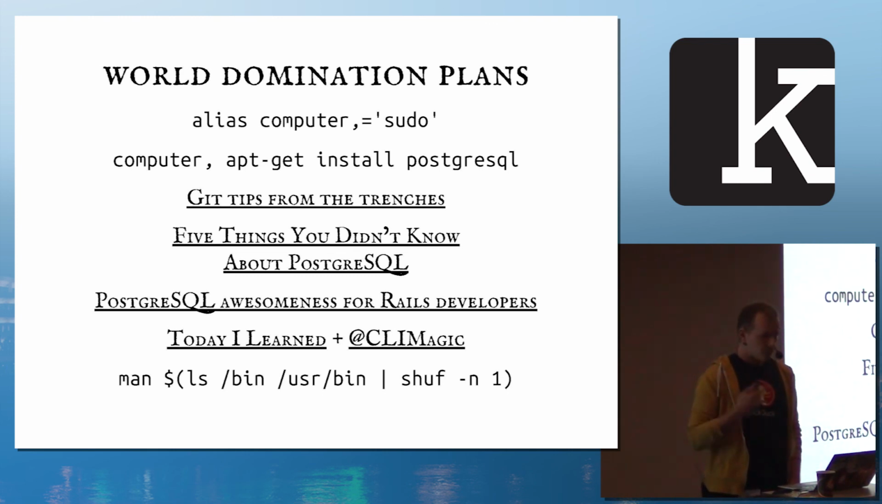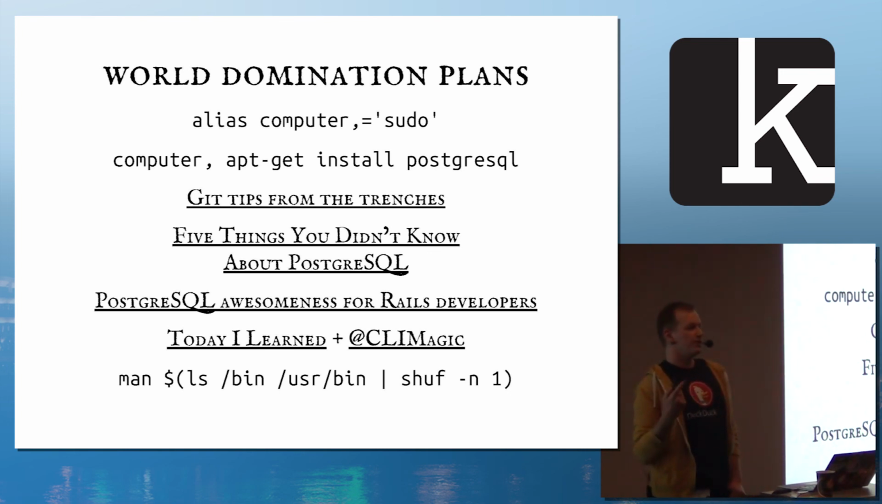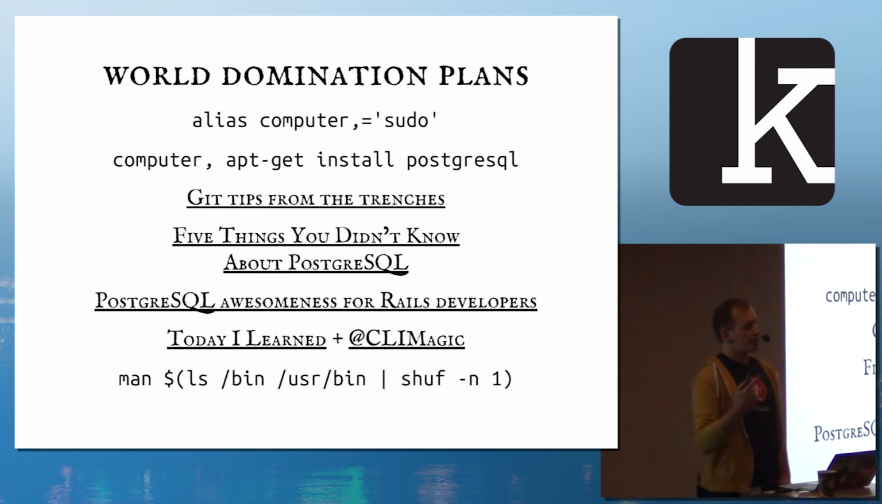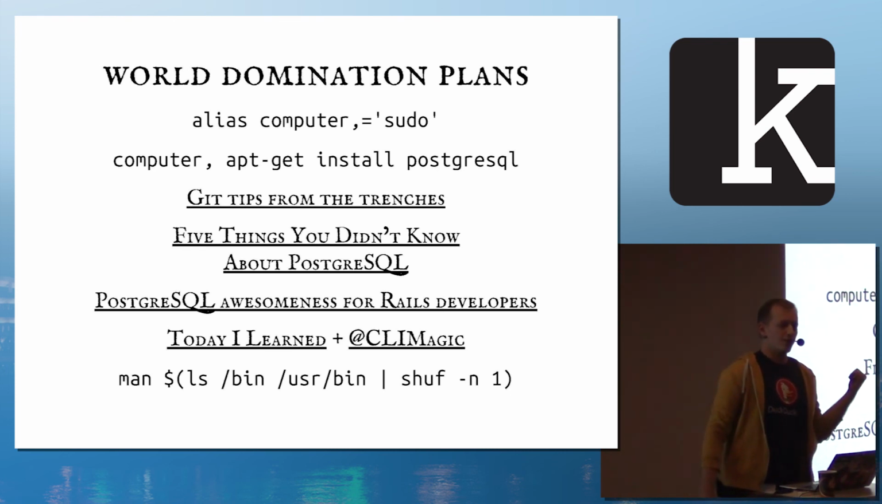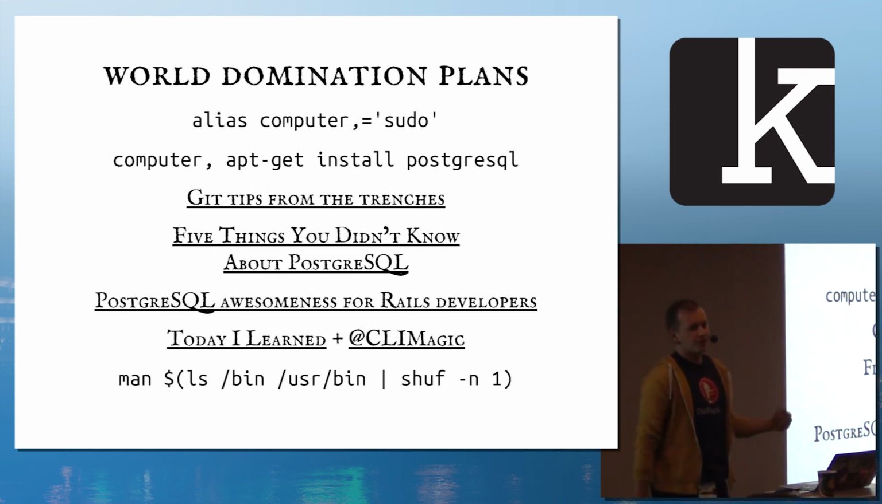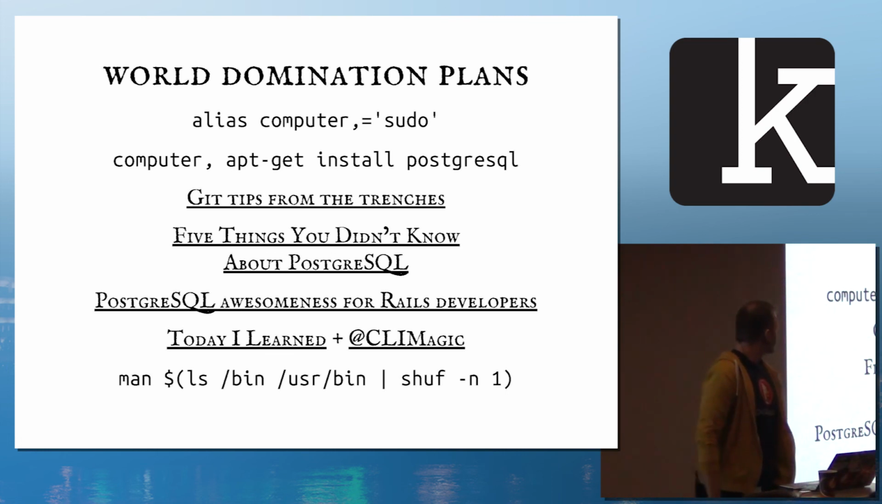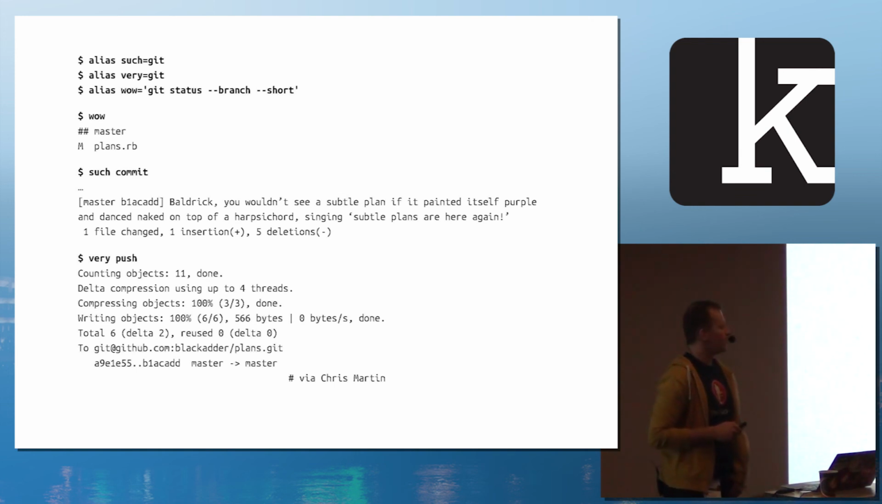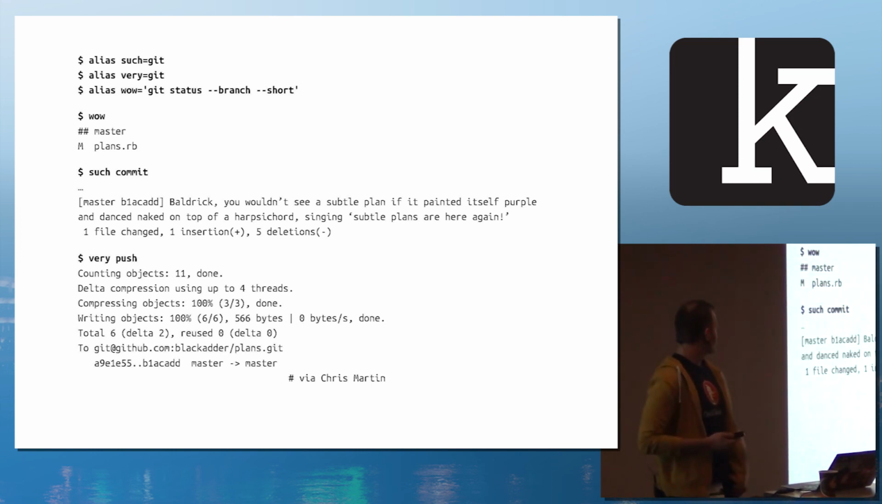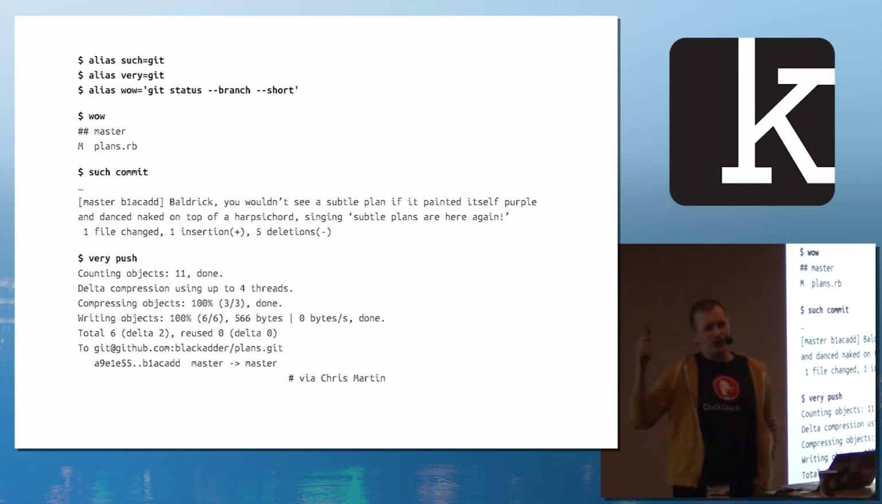And this is, I'm sorry you can't see it from the back, but this basically lists all the commands that you have in your bin and usr bin directories, shuffles them, takes the first one, so basically a random one, and then displays the man page of that command. You can run this now and then and learn something new about your computer and maybe get frightened, maybe get better, maybe both. So that's almost all I have for you. The last thing that you really should have as aliases are such alias to git, very alias to git, and wow alias to git status, because then you can say, whoa, such commit, very push, and off you go.